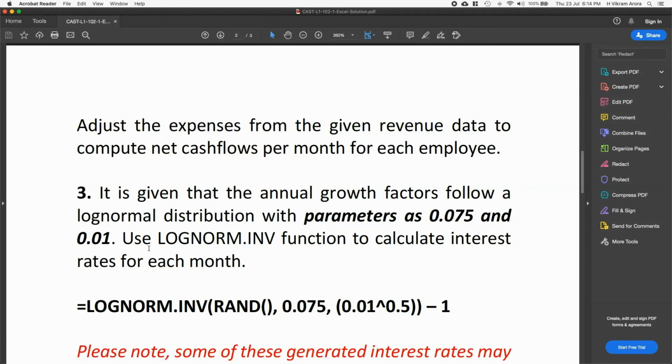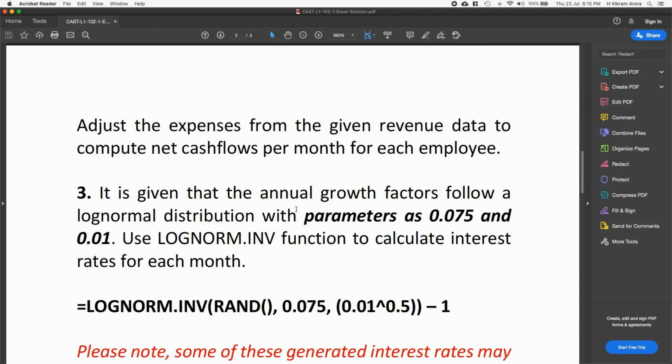You can see here we have taken 0.01 to the power 1 by 2, or the square root of that, and that becomes the sigma value. And we have calculated the interest rate as that log normal minus 1. So here there is a misprint, I think. No, it is correct, sorry. Because 1 plus i follows the annual growth rate, 1 plus i follows log normal. We need the value of i. So i is calculated as the log normal inverse value of that, 1 plus i, minus 1.